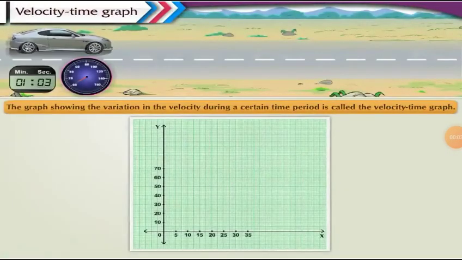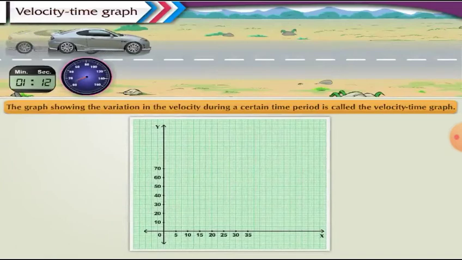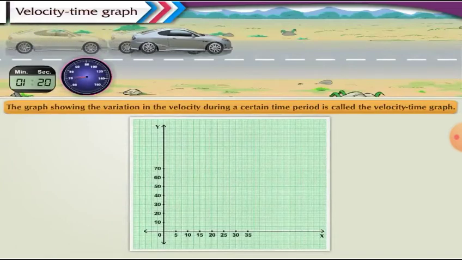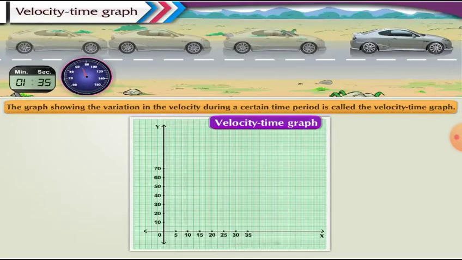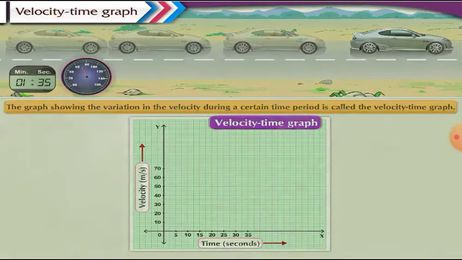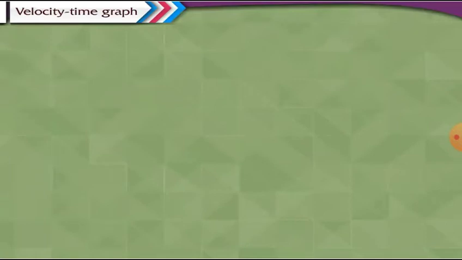Velocity time graph. The graph showing the variation in the velocity during a certain time period is called the velocity time graph. In this graph, time is taken along the x-axis and velocity is taken along the y-axis. Come, let us first study the velocity time graph for uniform motion. Velocity time graph for uniform motion.